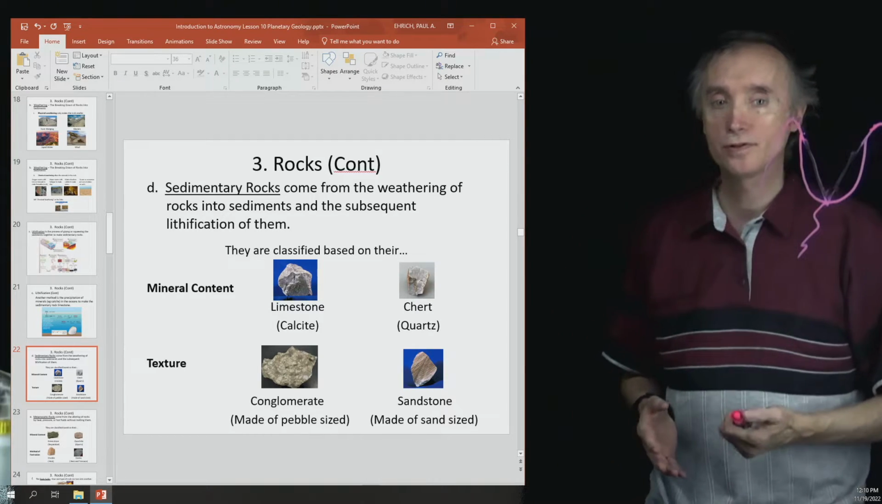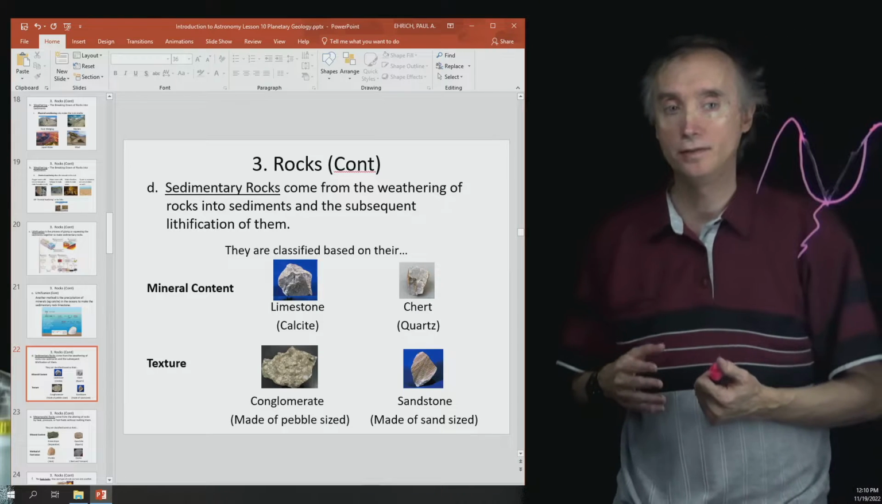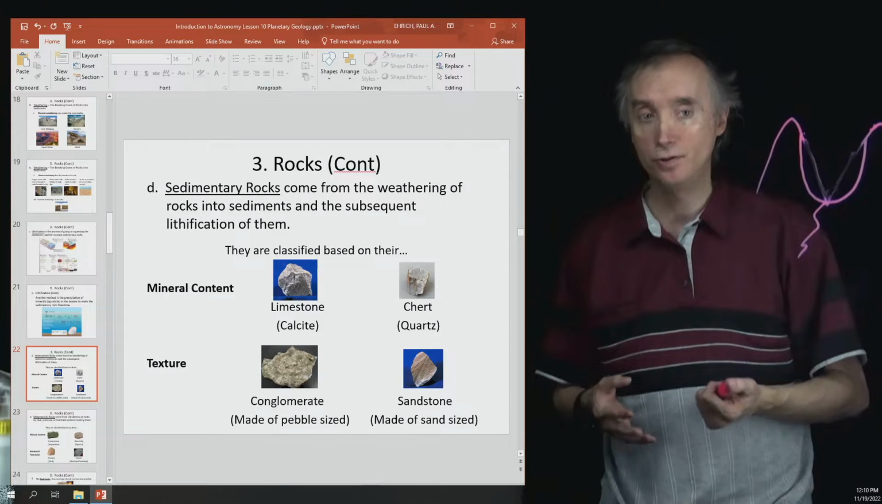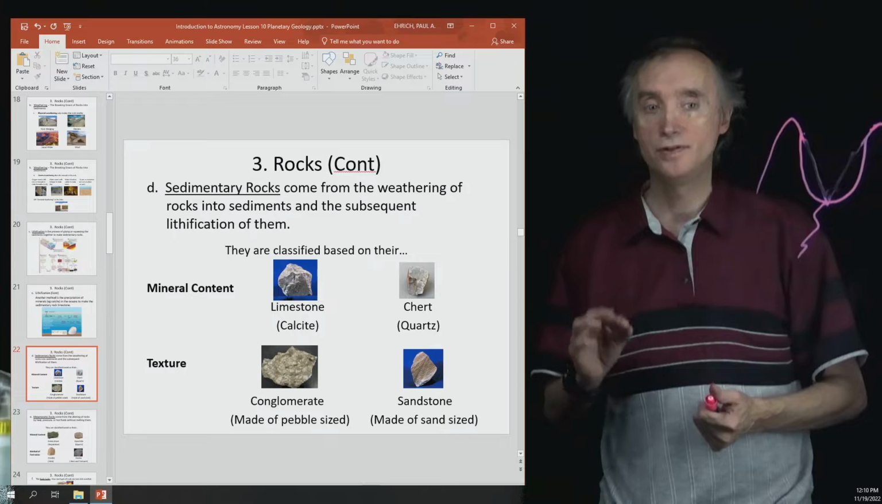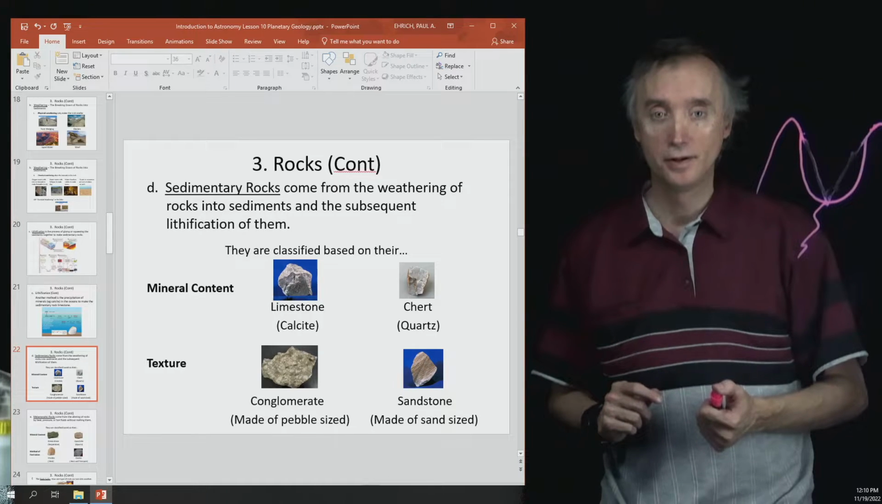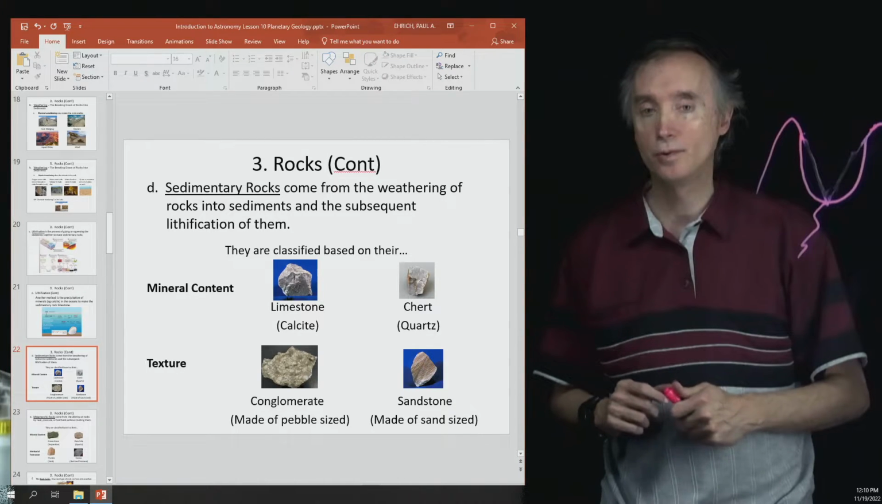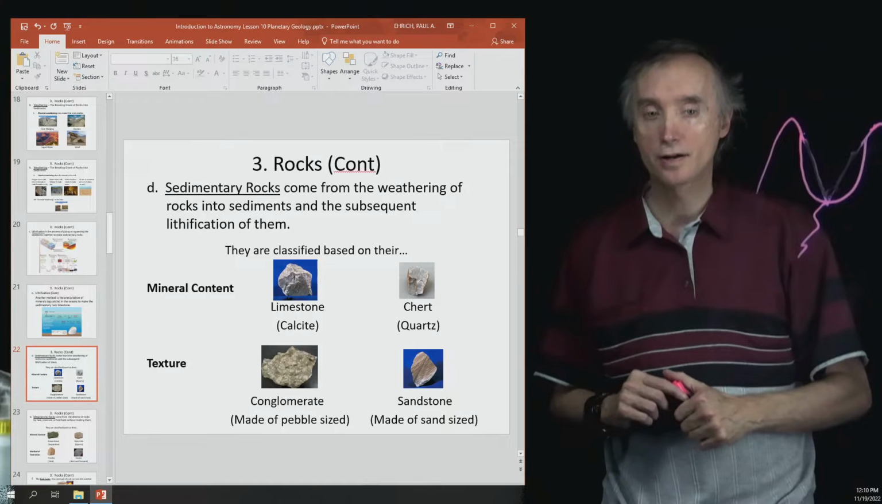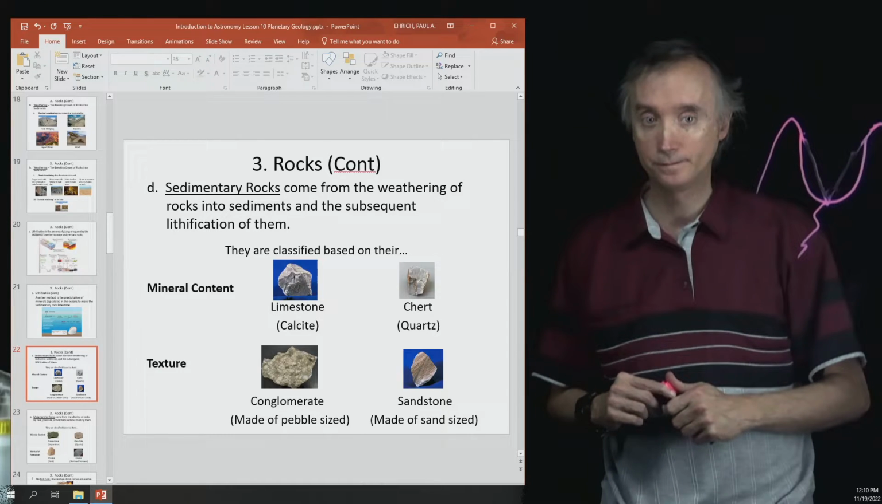So if you're one of my students, what would be the sedimentary rocks that you would need to know for the exam? Definitely limestone, because limestone is going to explain what happens to carbon dioxide in the atmosphere.